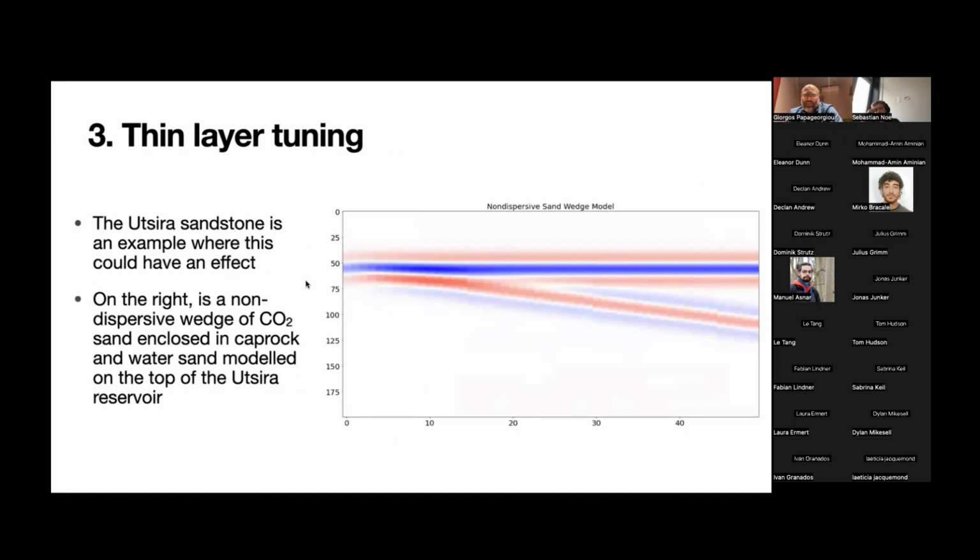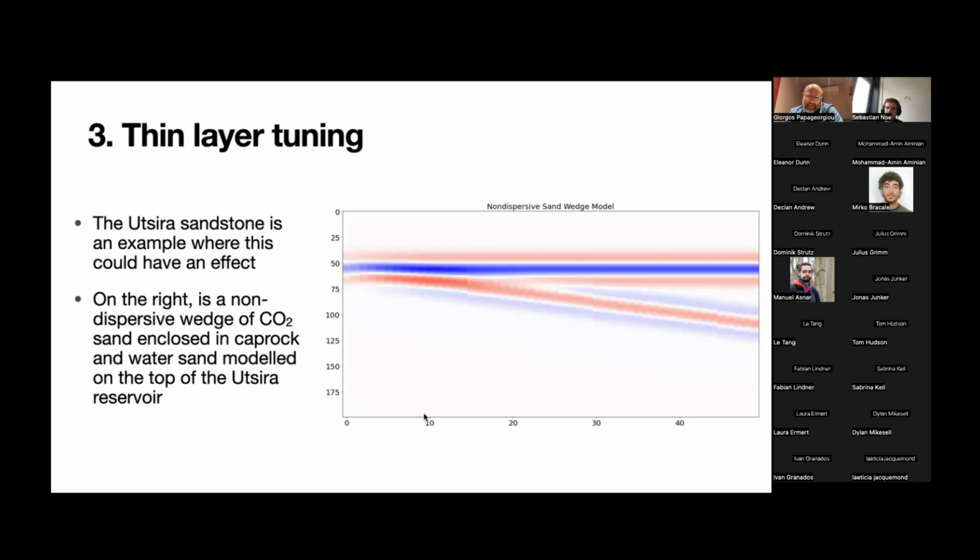We modeled the Utsira sandstone in this context, and that has been done many times. But what we assumed here was that we have this caprock, and we have the CO2 sand wedge and the water sand wedge below, and that's the same sand. And we did that 2 ways. One way was non-dispersive, and the other way was dispersive. And you will see that there is a little maximum here. There's a maximum interference between the top and the base reflection, and below that you can't really see how thick the layer is. It doesn't look like a wedge anymore, it's just wave interference.